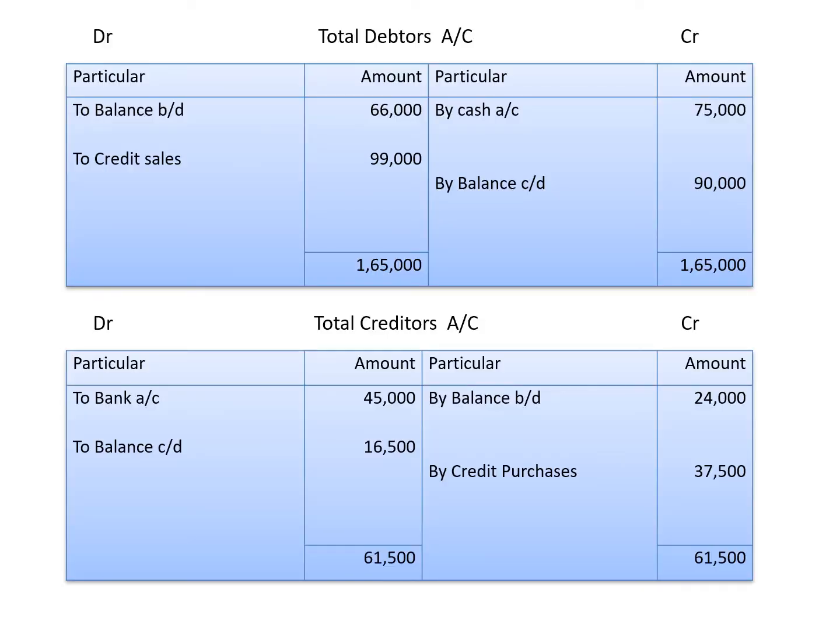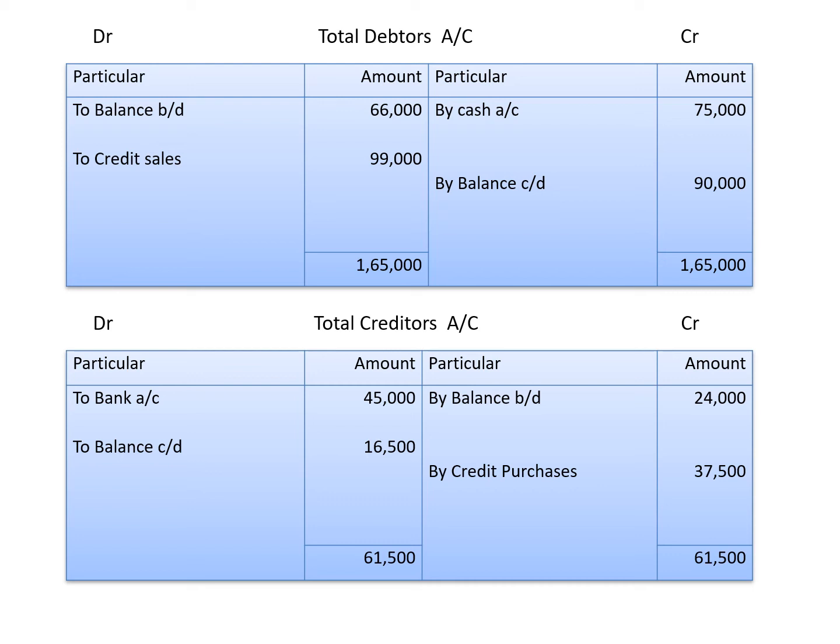Next we will have to prepare debtors and creditors account. So in the question, with relation to debtors, opening and closing balance was given and cash received from debtors is given. So when preparing the debtors account, here we bring down the balance. So to balance brought down 66,000. Closing balance was given as 90,000. So by balance carried down 90,000. Cash received is given as 75,000. So by cash account 75,000.